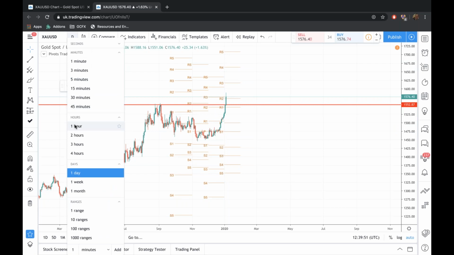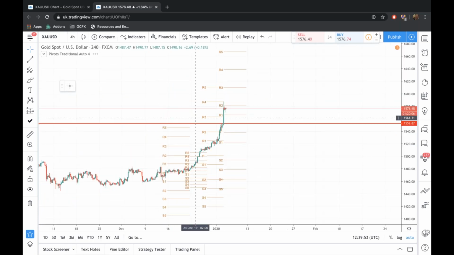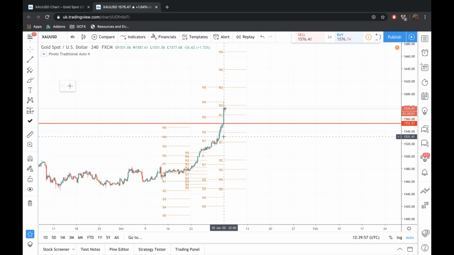Okay. Now you can see here, let's look at the 4-hour chart. You can see here on Friday. When was Friday? So here was Friday. That's the 5th.